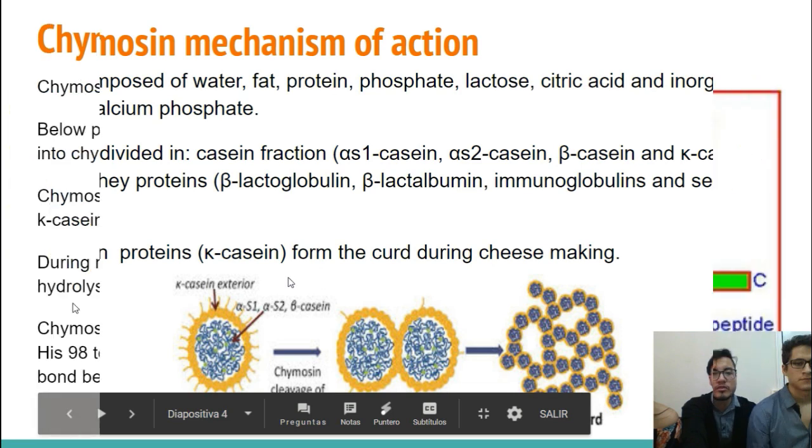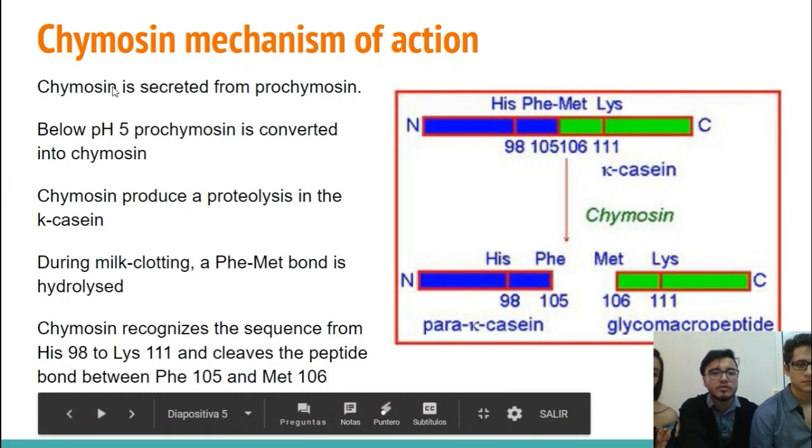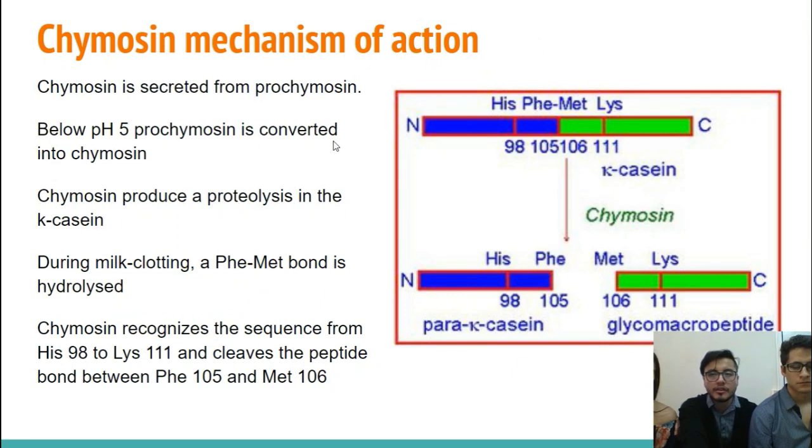So now we're going to look at how this is done, specifically how the chymosin mechanism of action works. We have here the K casein. This K casein is divided in two fractions, the hydrophobic and the hydrophilic. Also, it's made up of 4 amino acids: the his, the phenylalanine, the methionine, and lys.